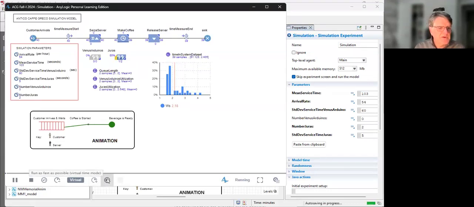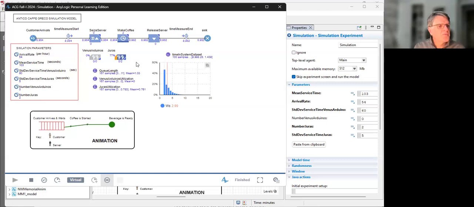Okay, so let's just accelerate to completion. So they're all Juras. There are 2 Juras here. See, 0 of 2 available right now. 77% utilized. About 3 minutes turnaround. You can see all the details here. 54 arrival rate. Just to confirm, that's the nice thing about having the output here. You can see the arrival rate is per hour, and the mean service time and standard deviations are in seconds. Of course, the number of Venus Arduinos has to be an integer value.